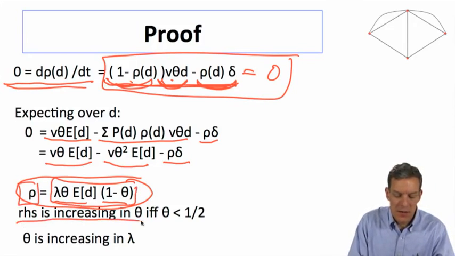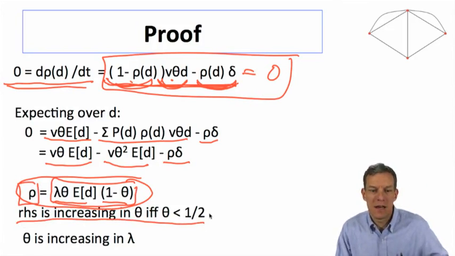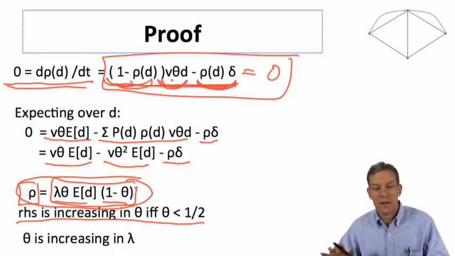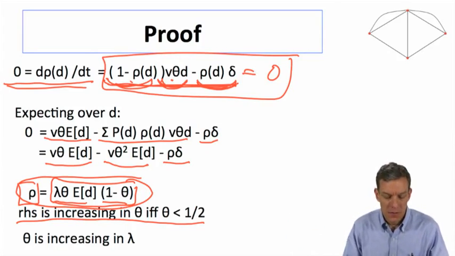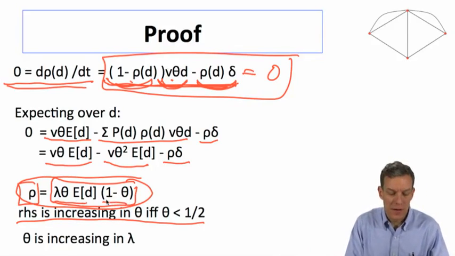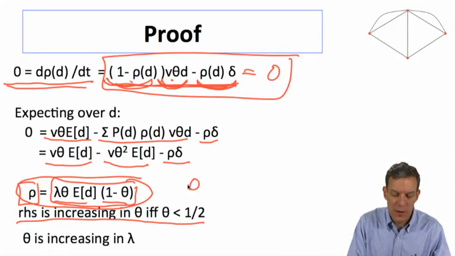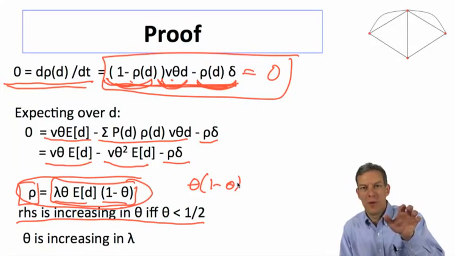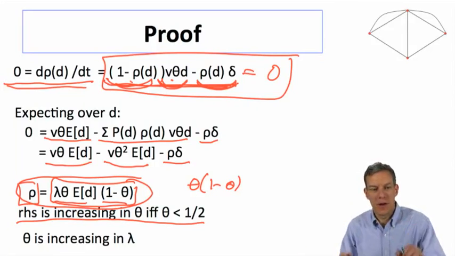Well, the right-hand side here is increasing in theta if theta is less than a half, but it's decreasing in theta if theta is bigger than a half, right? So once theta is bigger than a half, then this thing actually starts decreasing in theta. So this is proportional to theta times 1 minus theta. This is an increasing function up to 1/2, and then decreasing thereafter.